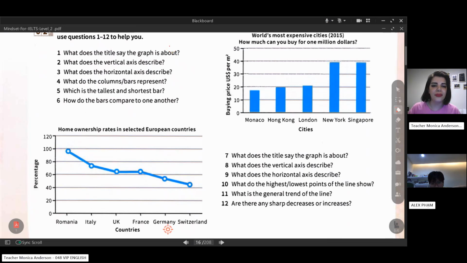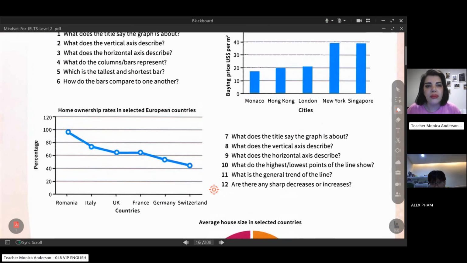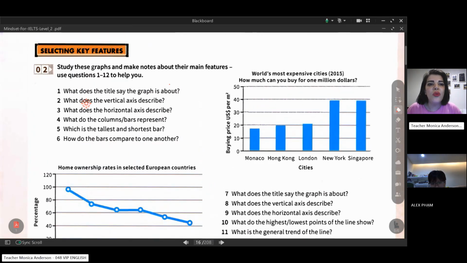Home ownership rates in selected European countries. Yes, very good. Home ownership rate in selected countries. And what does the vertical axis describe?